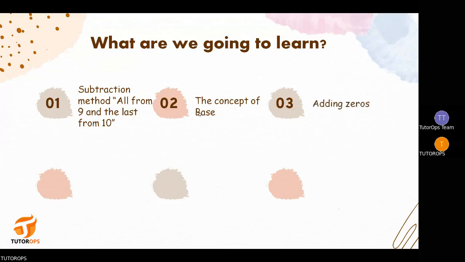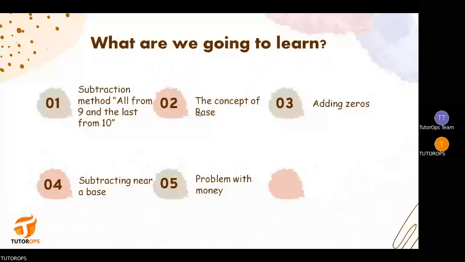The first part is the subtraction method, all from 9 and the last from 10 method. The second method is the concept of base. The third method is adding zero method. And the fourth one is subtracting near a base. Now in the fifth part, we will learn some problems with money. And at last, we will learn subtracting numbers just below the base.